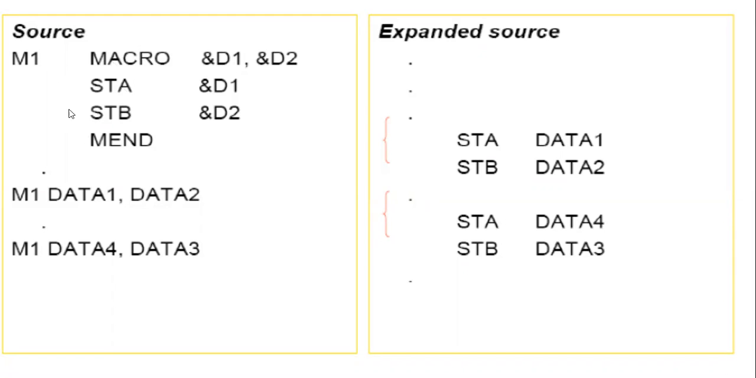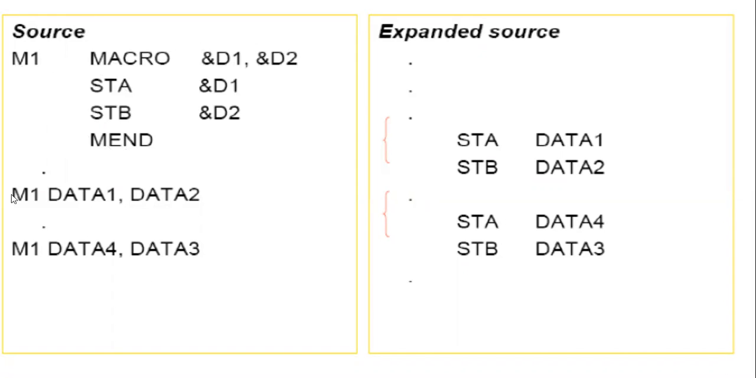Some main program we are having. See here, M1 we are using. M1 is the name of this particular macro block. After this M1, we are using the directive MACRO. These are the two parameters we are using: &D1, &D2. Inside that we have a program that stores the accumulator value in D1, and stores the base register value in D2.